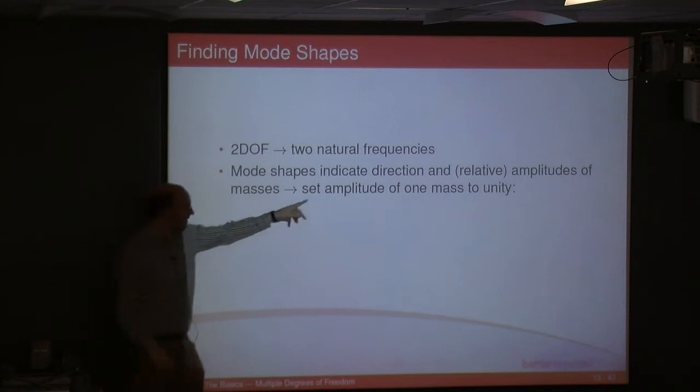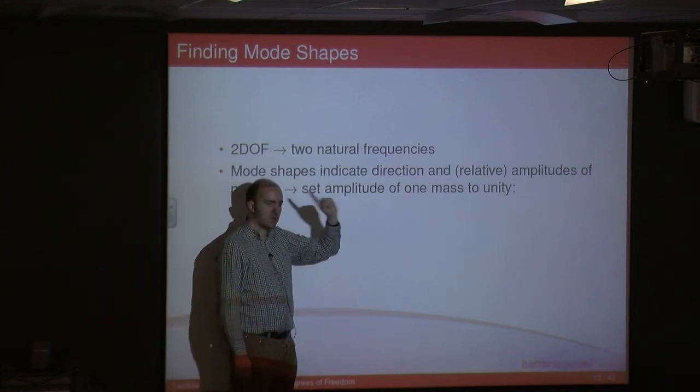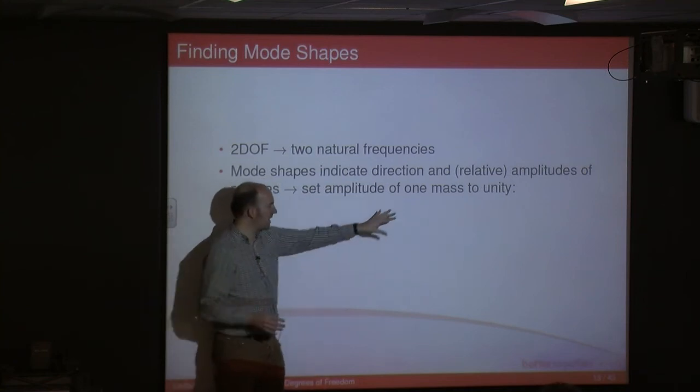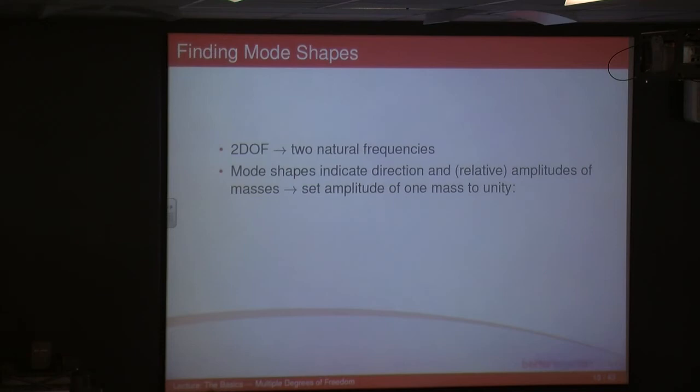So it's the relative amplitudes of the masses, and the way to do that is you set the amplitude of one of those masses to 1. It doesn't really matter, 1. And then you find the relative motion of the other mass relative to the one you set to 1.